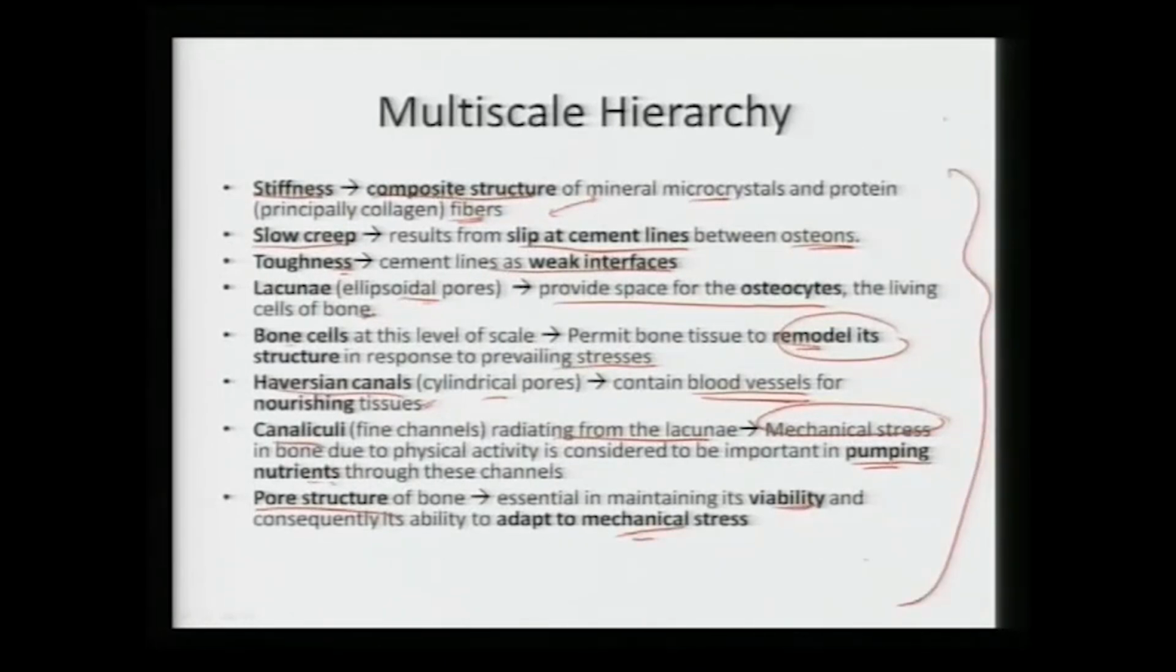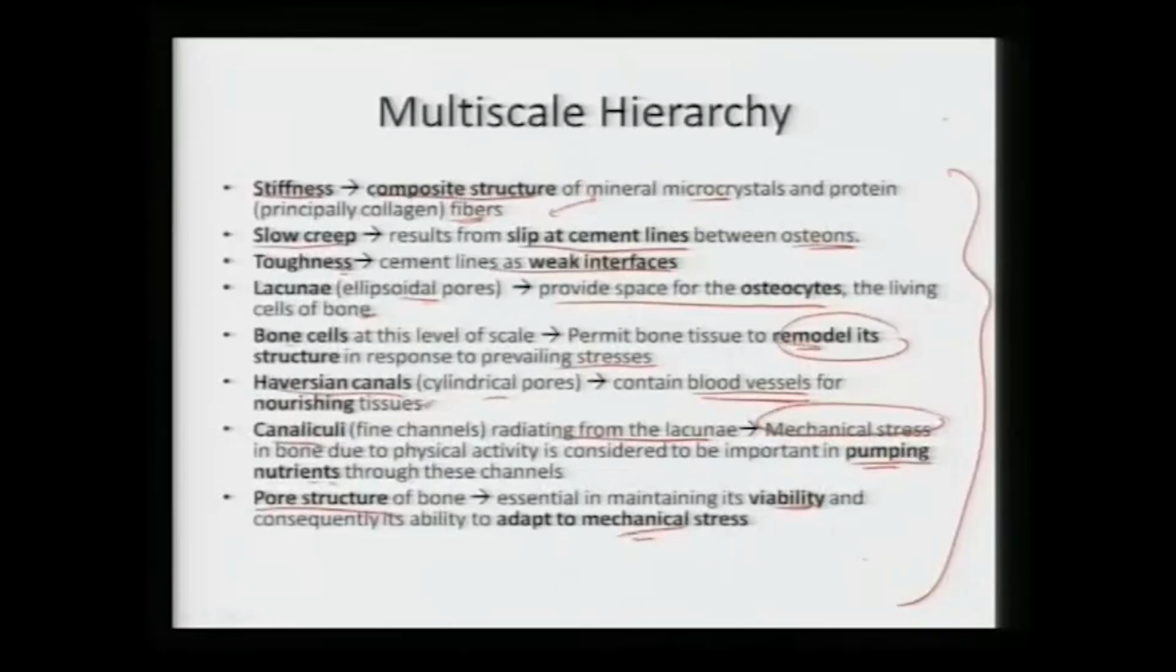So we can see that each and every feature or structure has certain functionality. That stiffness arising from the composite structure, slower creep arising because of cement lines, also assists in toughening the material. Then we have ellipsoid pores. They allow space for osteocytes, or the living cells of the bone, and they permit the remodeling. Again, we have Haversian canals or cylindrical pores which allow the carriage of the blood vessels, and blood vessels carry nutrients with them. Then we have fine channels, again required for pumping the nutrients, and the pore structure is very essential to adapt to the stresses and enhance the viability of the bone.